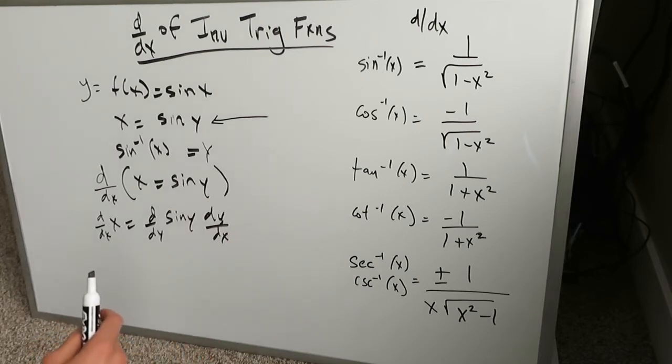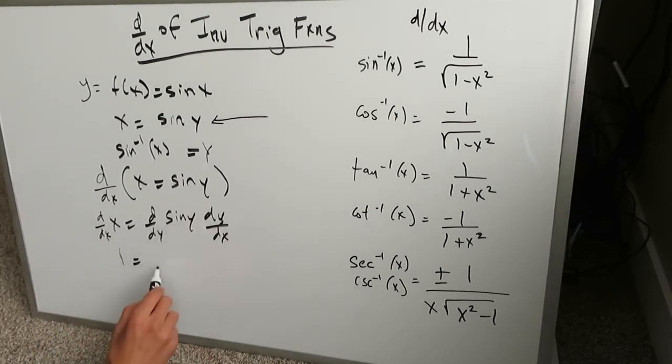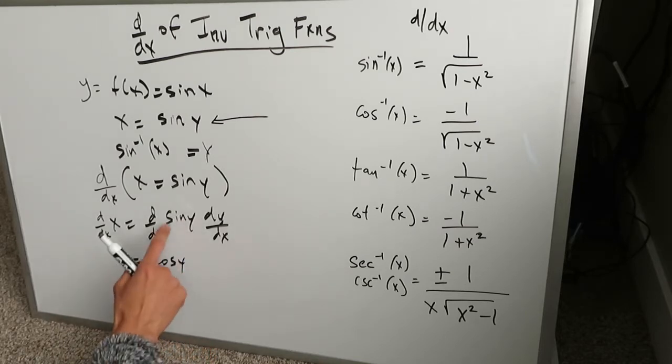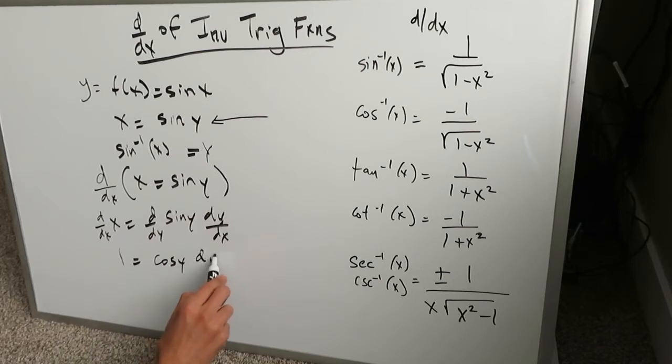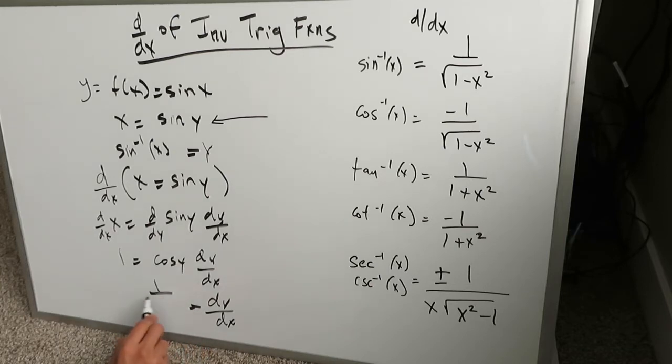When you solve for these individual derivatives, x becomes a 1, and the sine y becomes a cosine y, because the derivative of sine is cosine, so the derivative of sine y is cosine y times dy over dx. When you solve for this derivative dy over dx, you divide by cosine y on the other side, and you get 1 over cosine y.